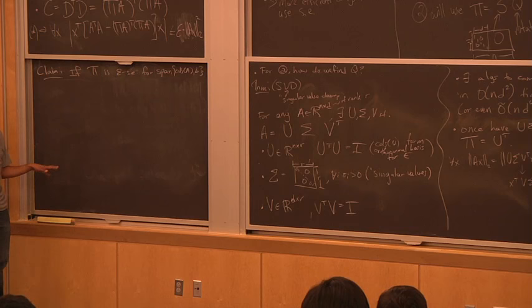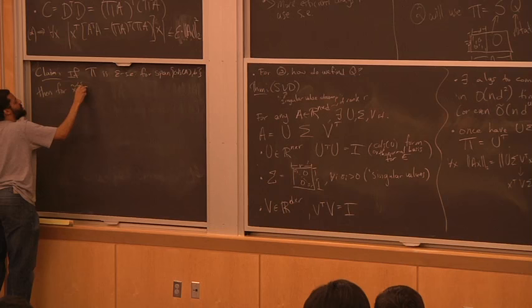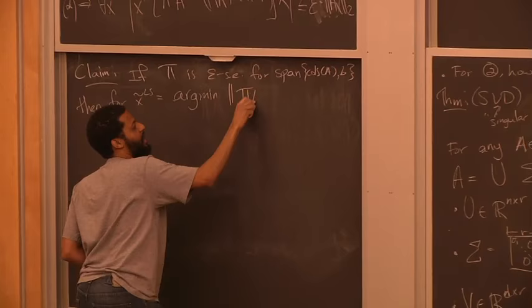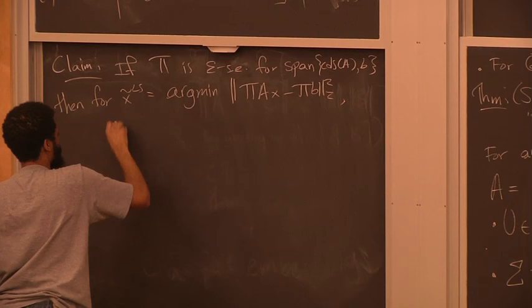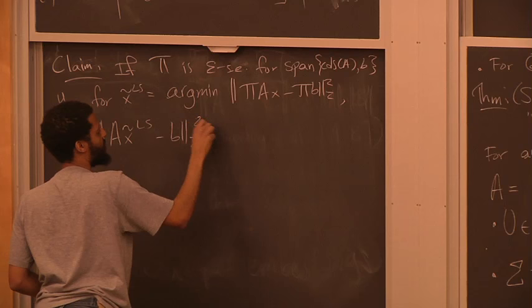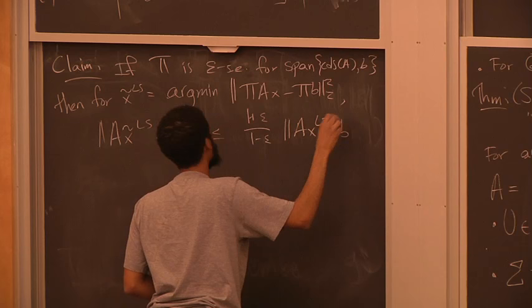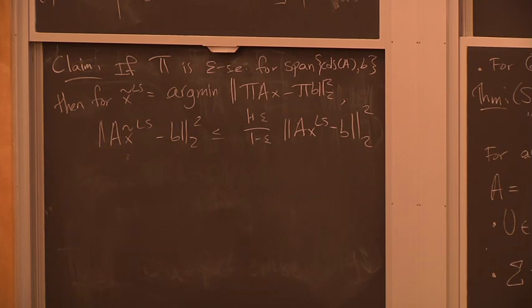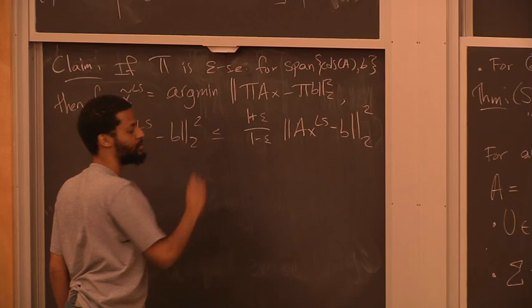then for x tilde ls being the argmin of the norm of pi A x minus pi b squared, we have the norm of A x tilde ls minus b squared is at most 1 plus epsilon over 1 minus epsilon times the norm of A x ls minus b squared. So if we use this solution instead of the real optimal solution, we're not off by more than this factor of 1 plus epsilon over 1 minus epsilon. Okay, so let's prove that.